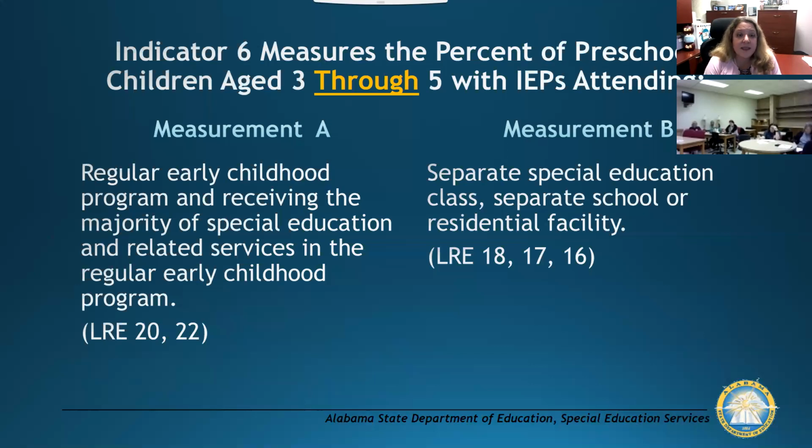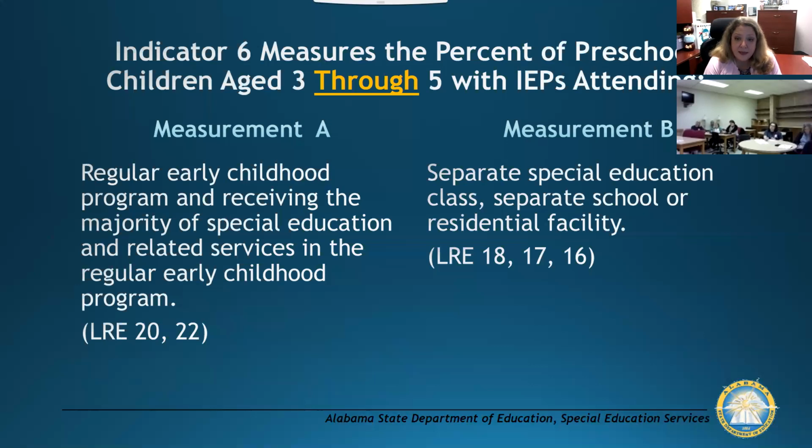We're looking at the percent of children age 3 through 5 who have IEPs. For measurement A, you want to look at the students who attend a regular early childhood program and receive the majority, 51%, of special education and related services in the regular early childhood program. And that's your LRE codes 20 and 22, depending on how long the child's school day is. Any students who have an LRE code of 20 or 22 are counted towards measurement A.